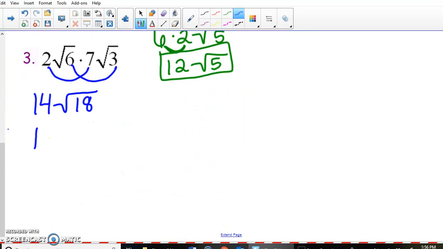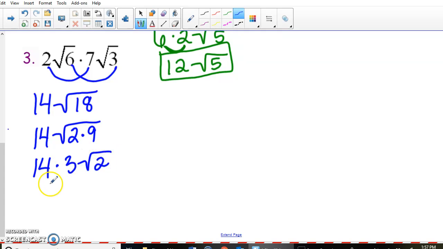So I'm going to rewrite that, leave that 14 alone. 2 times 9 gets me to 18. Okay, and then I've got my square root of 9. I can simplify to 3, and then leave my square root of 2 alone. And then for my final part, I would take 14 times 3, which should give me 42. And then I'll have times the square root of 2.